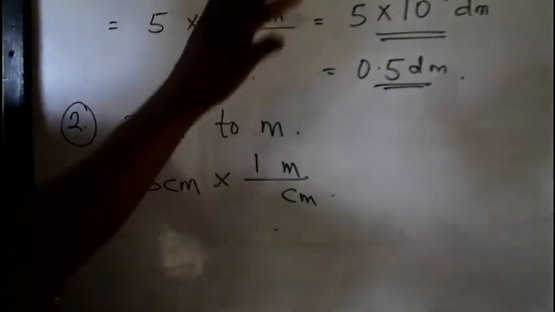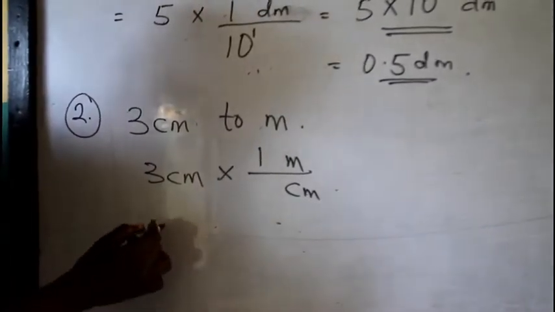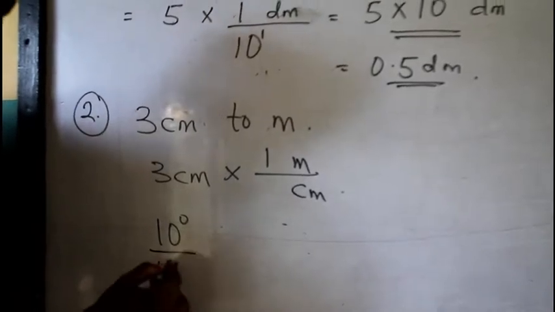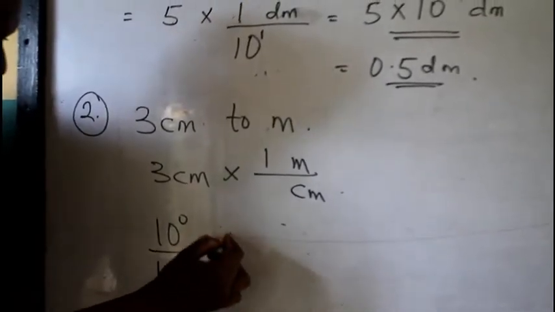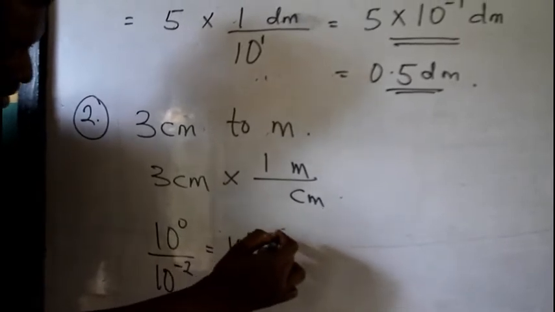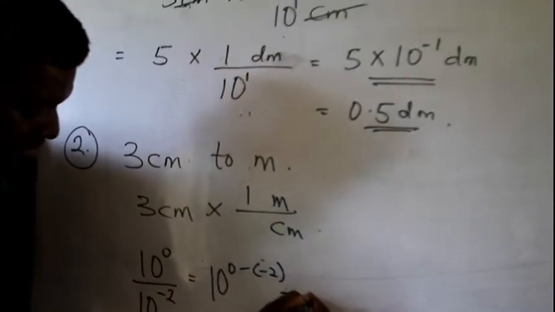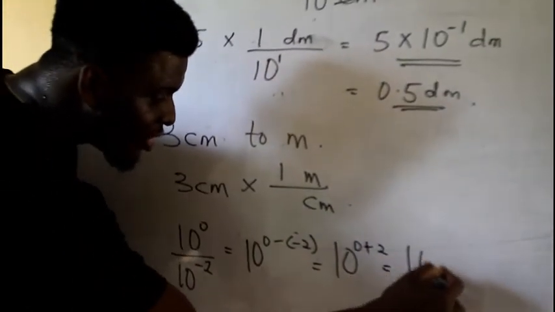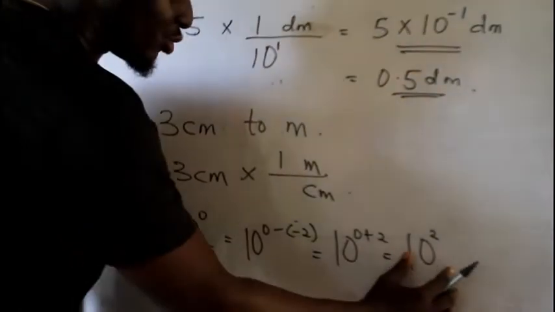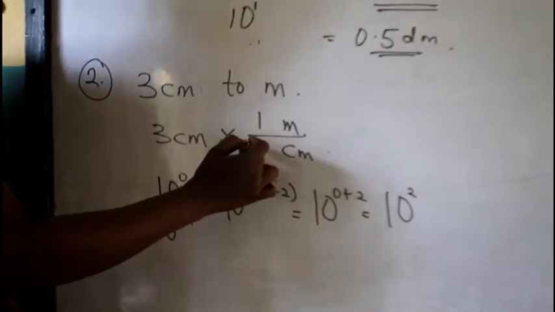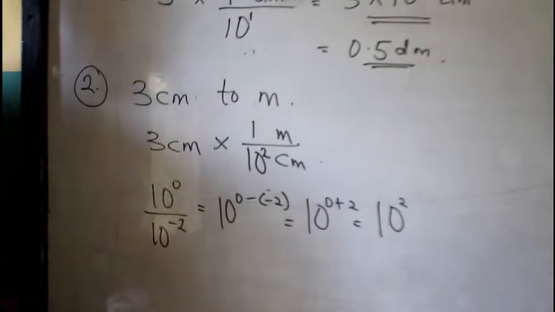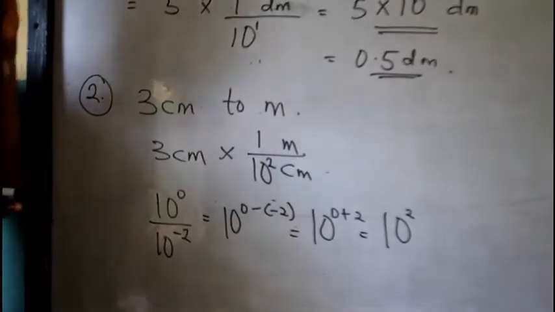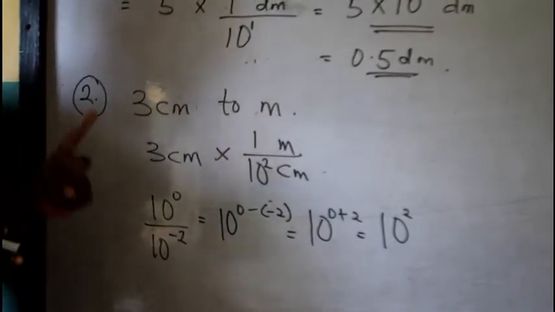After taking 1, what do we have? Meter is 10 raised to the power 0, over centimeter, which is 10 raised to the power minus 2. Then we apply: 10 raised to the power 0 minus minus 2, which is 0 plus 2, so 10 raised to the power 2. Now this 10 raised to the power 2, we put it close to this. So one thing you need to note here is that the one that is higher will take 1. The one that is higher will take 1.